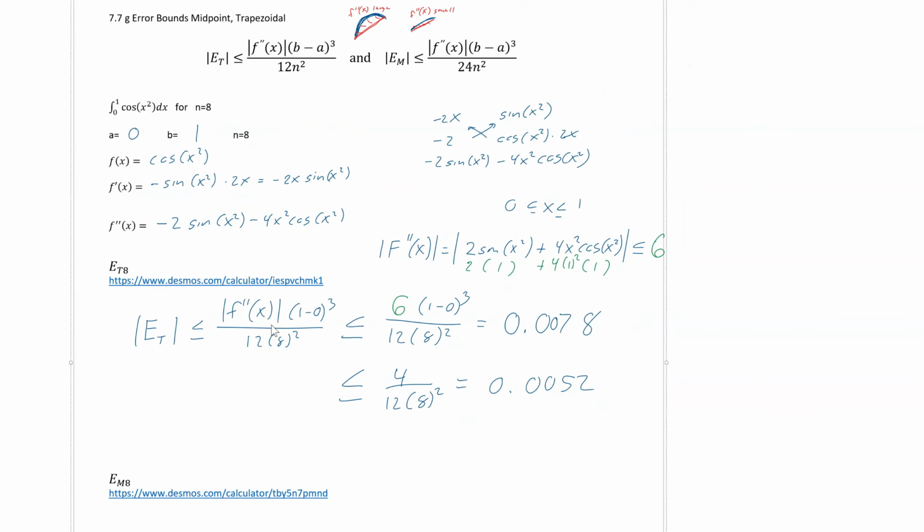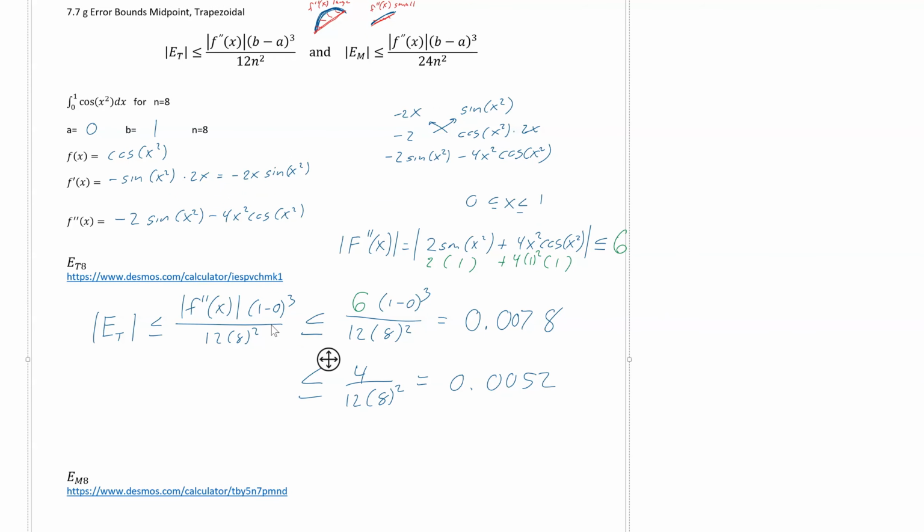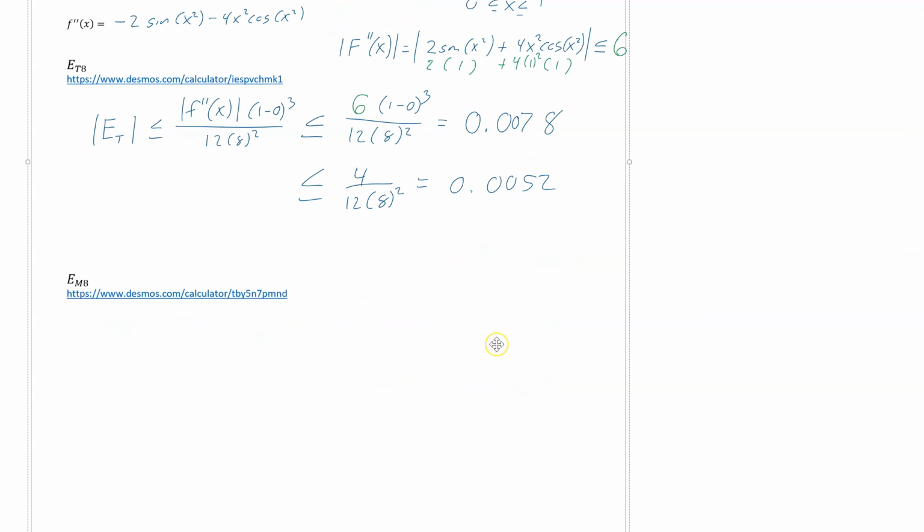All right, now let's do it for midpoint. Well, it's the same second derivative. The only thing that's changing now is the 12 and 24. Remember when we did the errors from the beginning, the actual calculating of the actual error, not the bounds, we saw that the midpoint was actually half as small. Remember? It was a factor of 2 going back from midpoint to trapezoidal. This was a better estimate. So now all we have to do is take this one and divide it by 2.